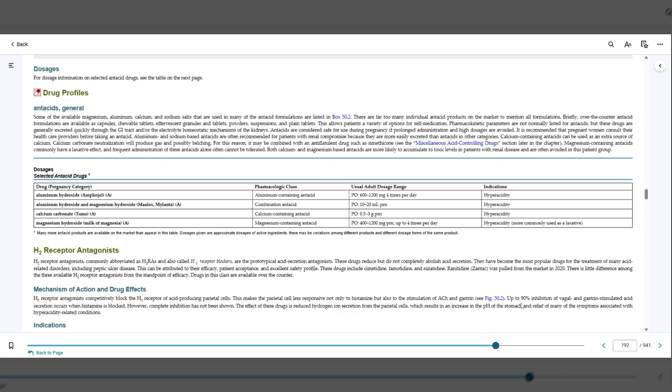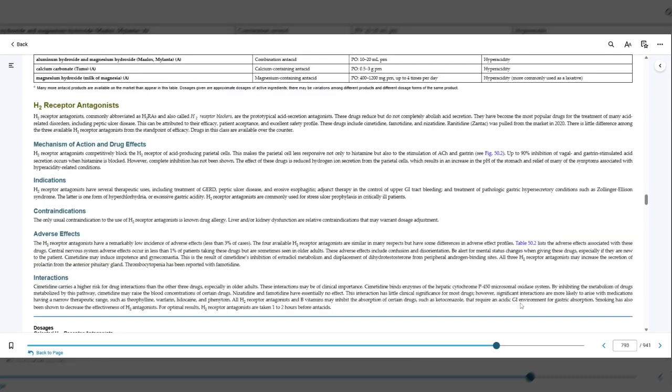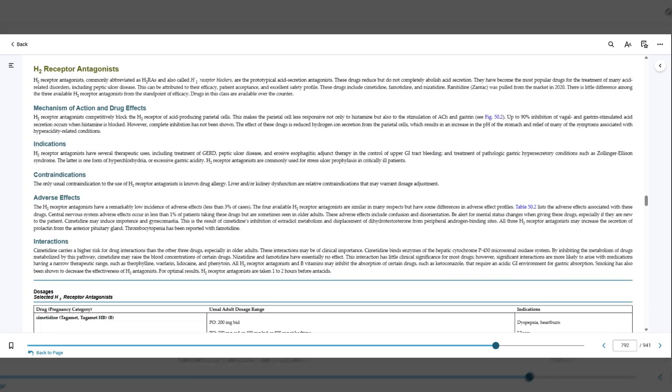My next group, moving up in, I guess, severity or the strength of the medication, would be my H2 receptor blockers. These are my prototypical acid secretion antagonists. They reduce but don't completely abolish acid secretions. They became very popular in the treatment of acid-related disorders, including peptic ulcer disease.